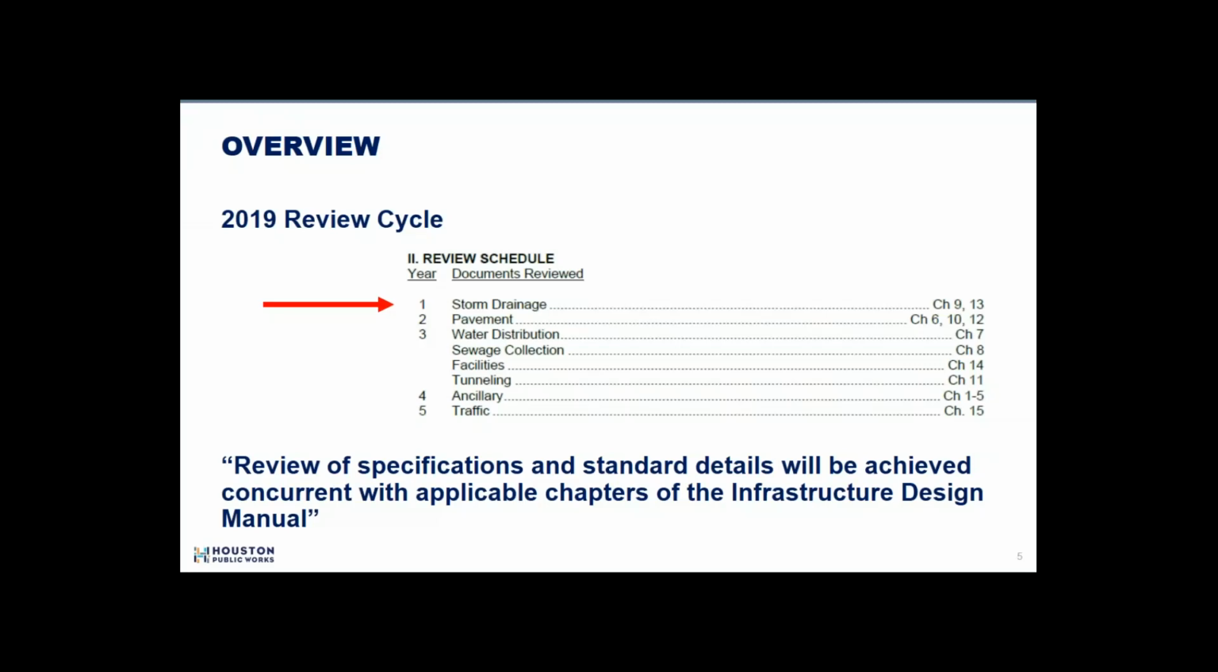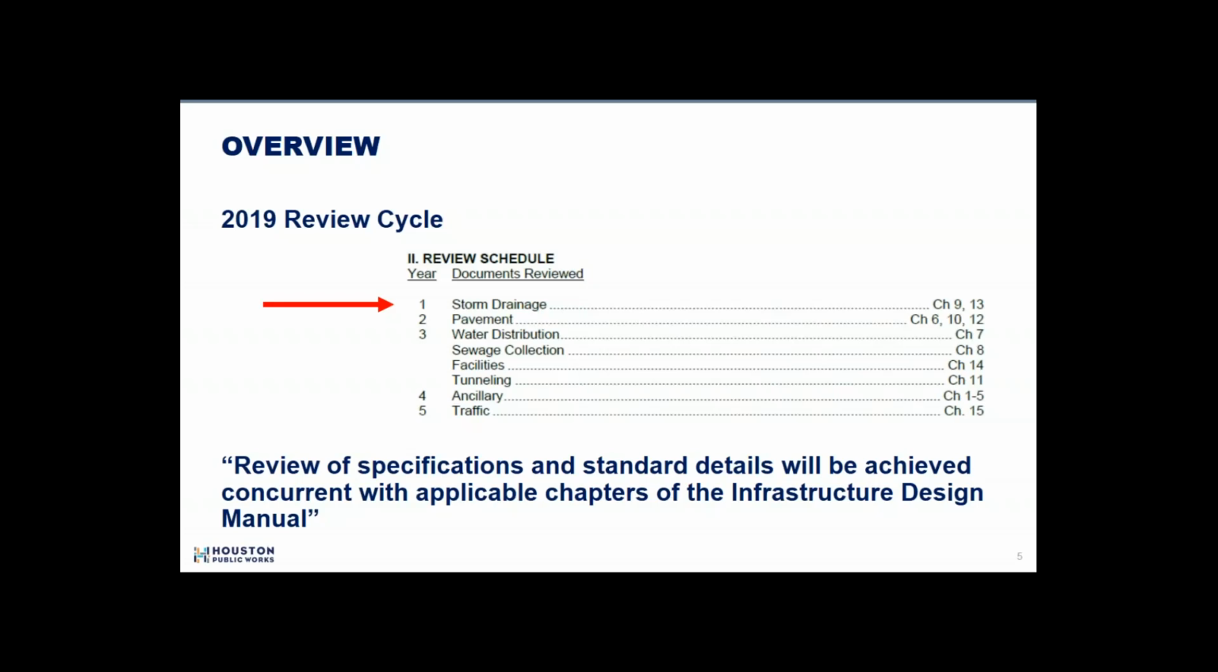Per current policy, each chapter in the IDM will be reviewed at least once in 5 years. The city has a review schedule that is posted on the website. The associated standard drawings and construction specifications are to be reviewed in conjunction with each chapter that is reviewed. We're definitely honing in on this. In the past, I'm not sure how thoroughly construction specs and standard drawings were reviewed, but we're certainly attacking that this year and the years moving forward. This year was storm drainage review, which included chapters 9 and 13.